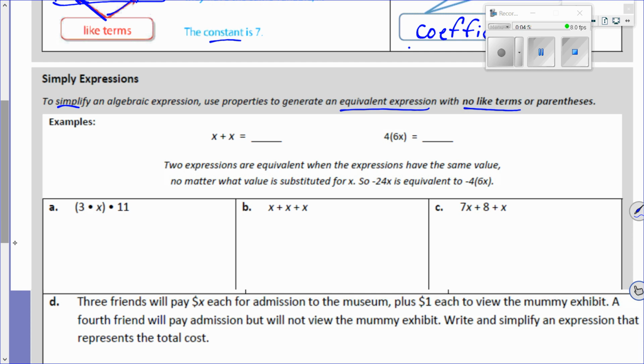X squared or... Say it again, Caden. 2x. X squared is multiplying x times x. Yep. You're adding x plus x, so you just have two x's.